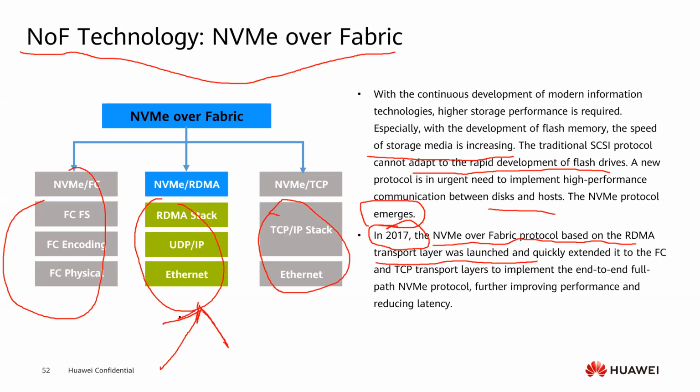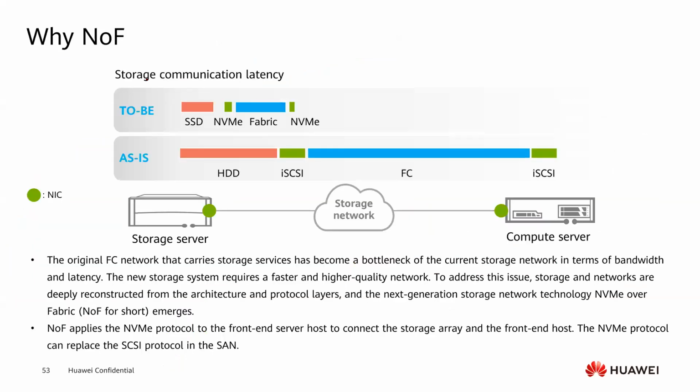NVMe over RDMA. Why do we use NOF? The original FC network that carries storage service has become a bottleneck of the current storage network in terms of bandwidth and latency. The new storage system requires a faster and higher quality network.